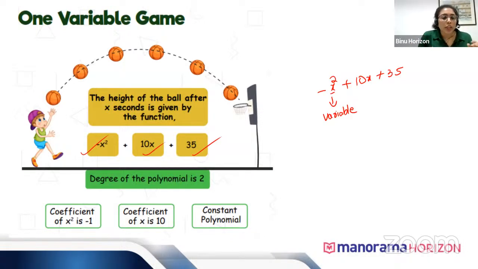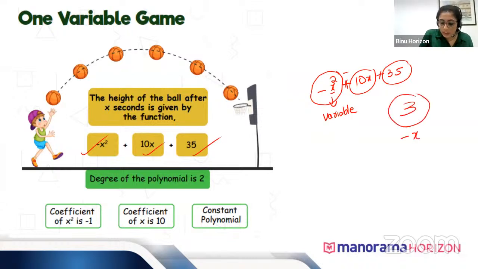Now what can you say about the terms of this particular polynomial? If you look at this, minus x square is one term. 10x is another term, and plus 35 is another term. Terms means different terms combined together to form a polynomial. In between, you can have either a plus sign or a minus sign. Understood? Along with the sign, you have to take it. And this polynomial consists of how many terms? Three terms. Which are the three terms? Minus x square, 10x, and 35.